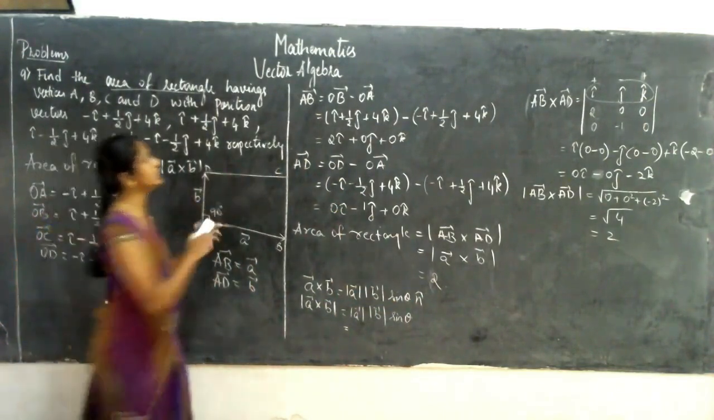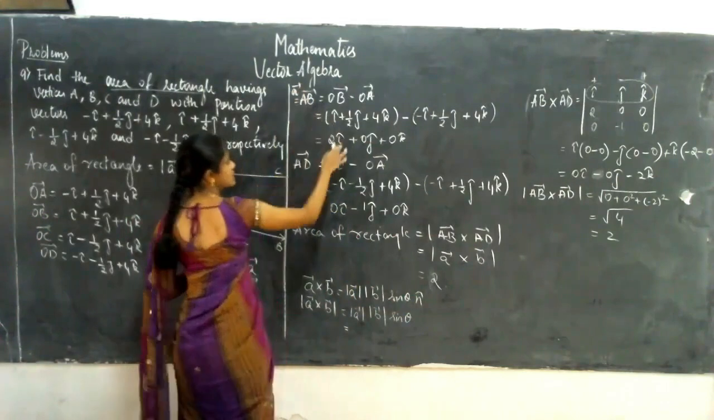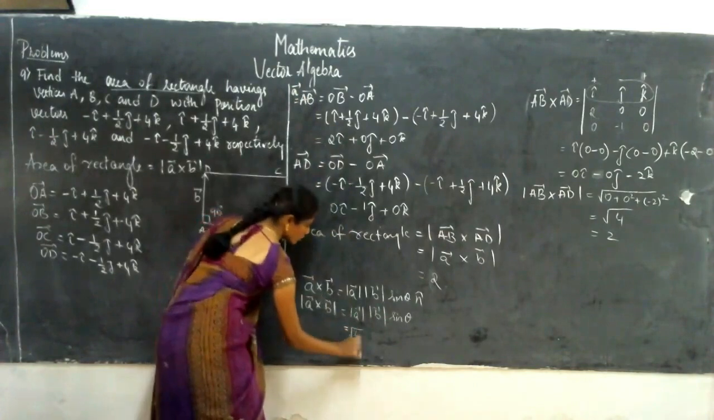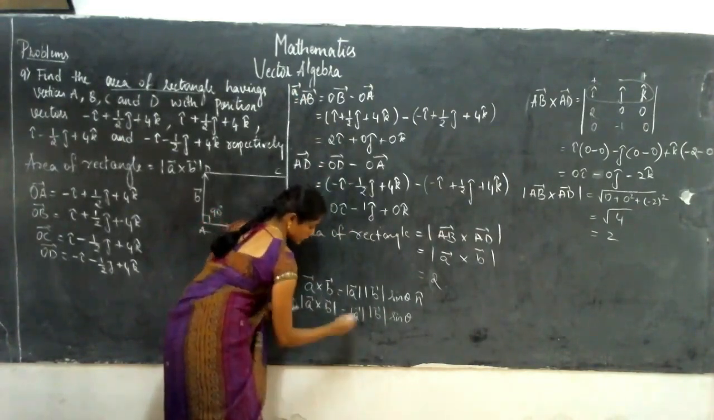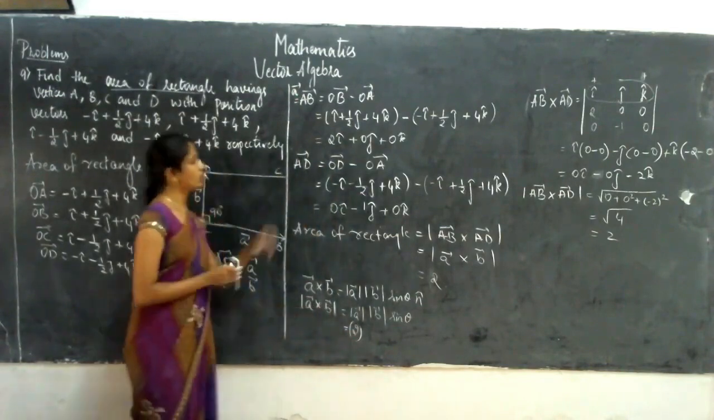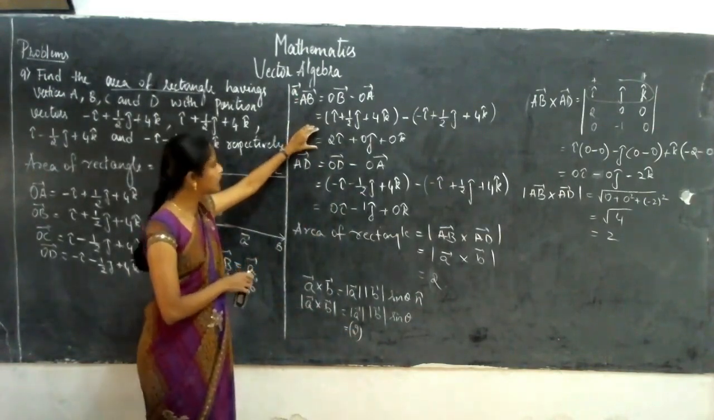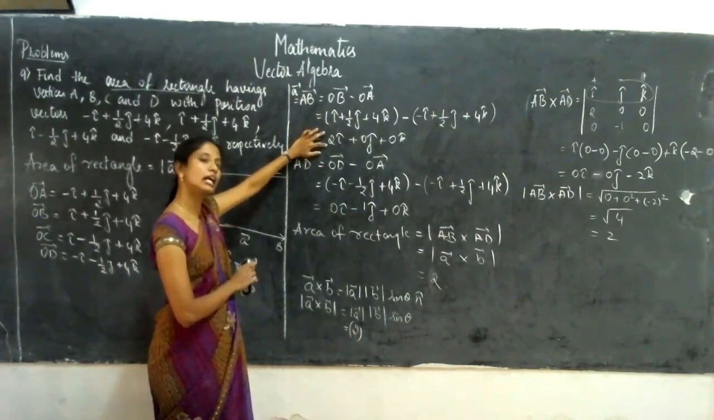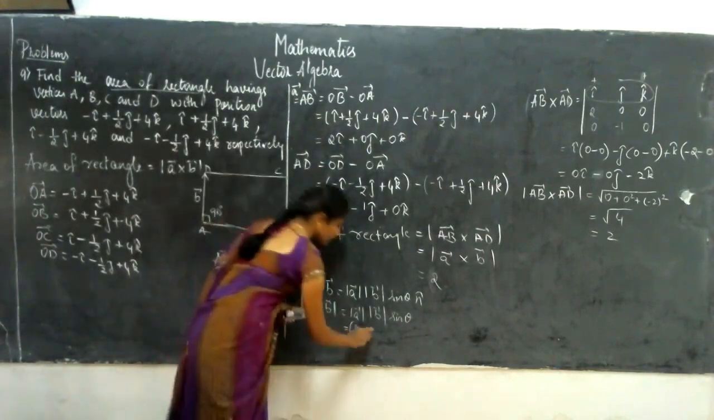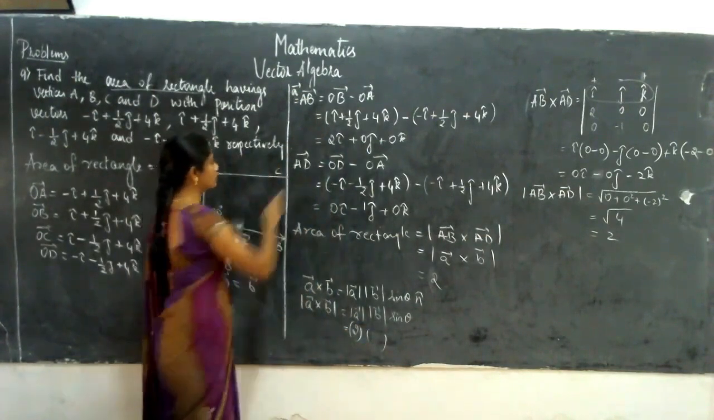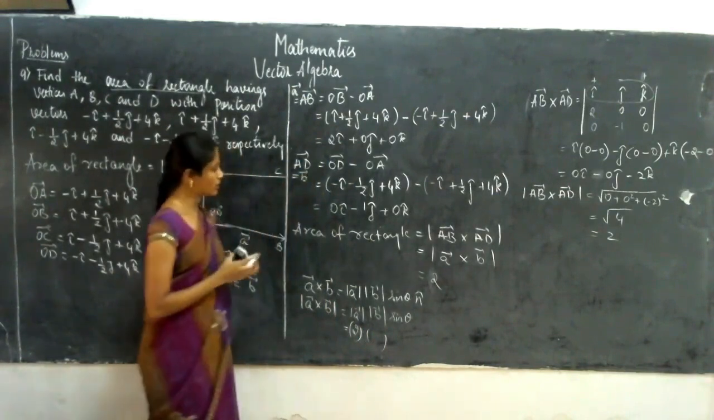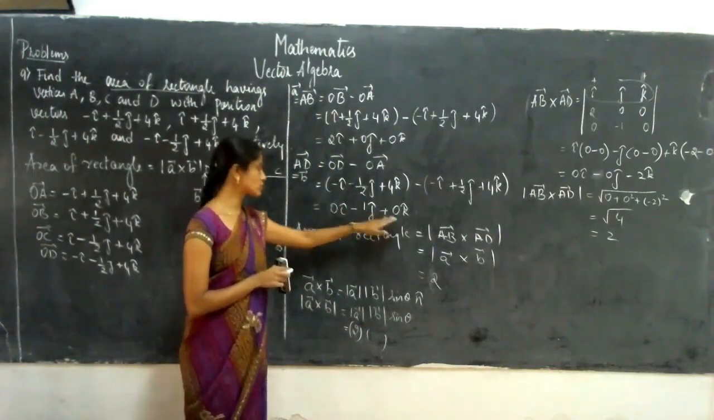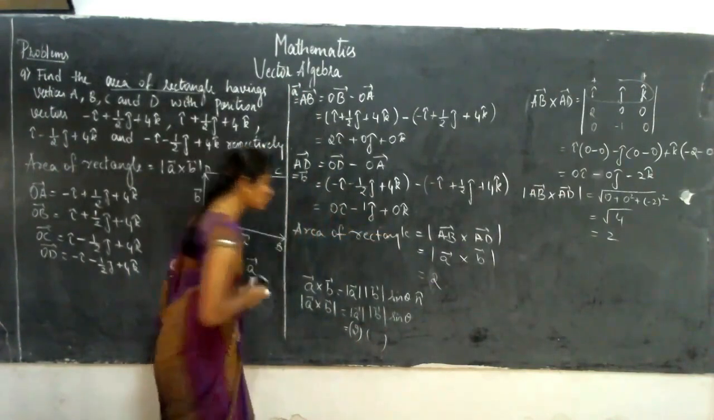So you need to find the magnitude of this separately. The magnitude of the vector A is equal to root of 2 square plus 0 square plus 0 square, which is root 4, nothing but 2. Now, the magnitude of vector B, I am calling it vector B, will be equal to root of 0 square plus 1 square plus 0 square, again equal to 1.